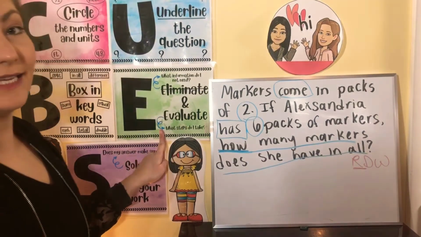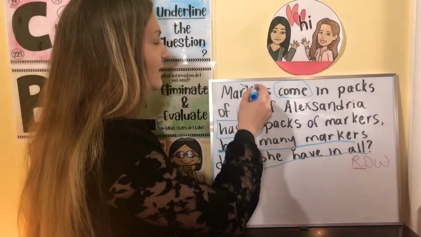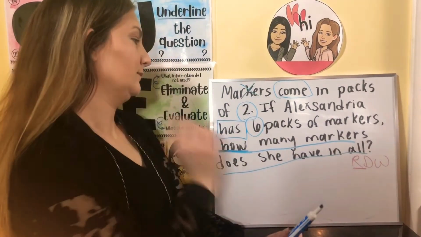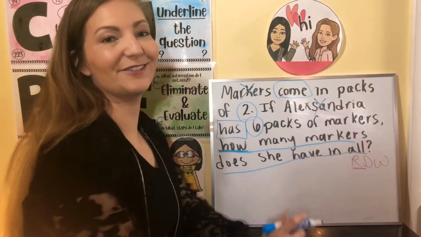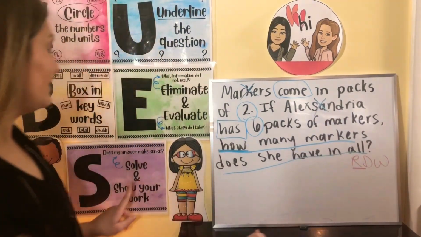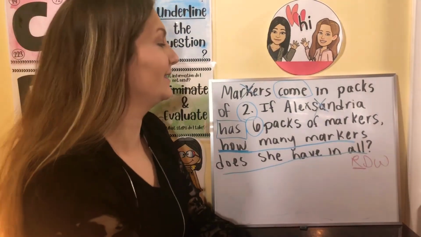Moving on to E. She could have something else. What else could she have? They might be pencils. And it doesn't have to be our friend Alexandria. It could be somebody else. And now it's time to solve, show our work, check it.